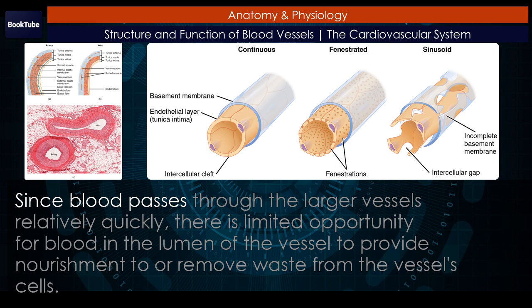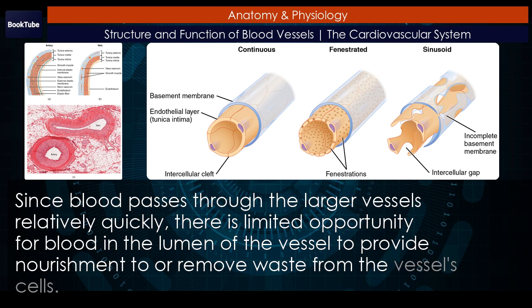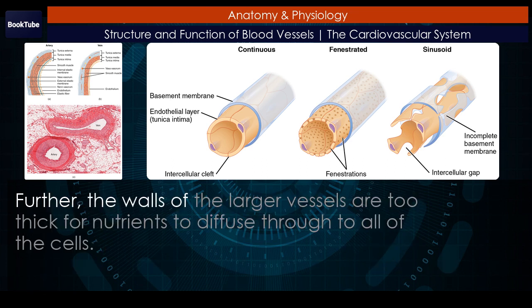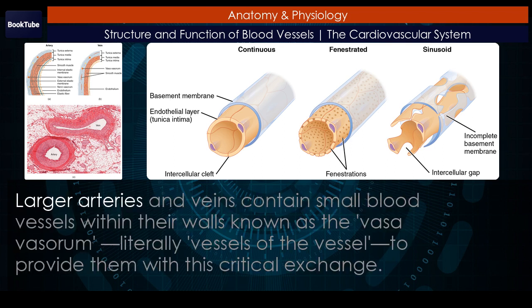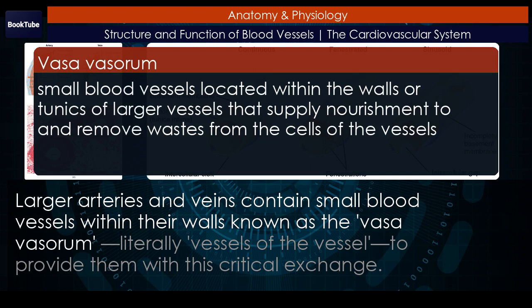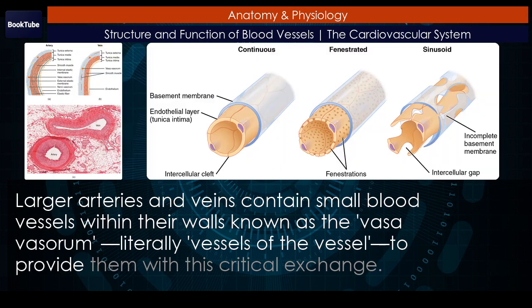Since blood passes through the larger vessels relatively quickly, there is limited opportunity for blood in the lumen of the vessel to provide nourishment to or remove waste from the vessel's cells. Further, the walls of the larger vessels are too thick for nutrients to diffuse through to all of the cells. Larger arteries and veins contain small blood vessels within their walls known as the vasa vasorum, literally, vessels of the vessel, to provide them with this critical exchange.